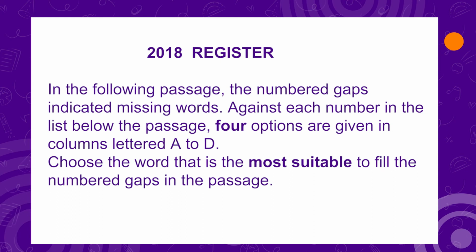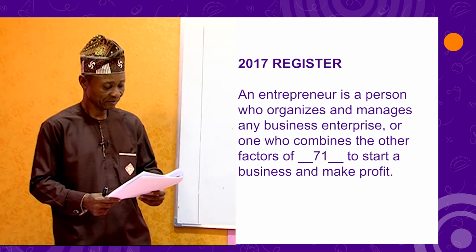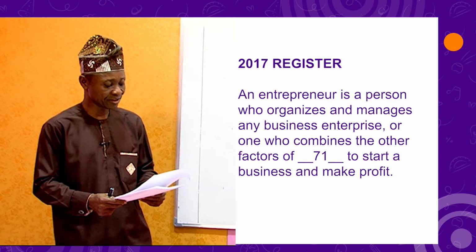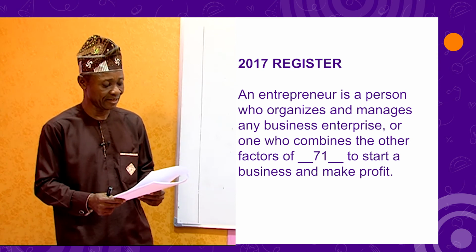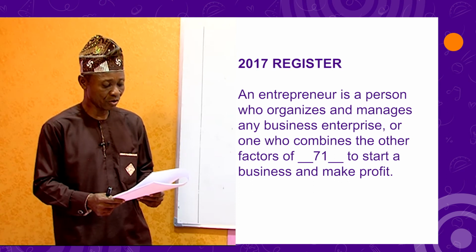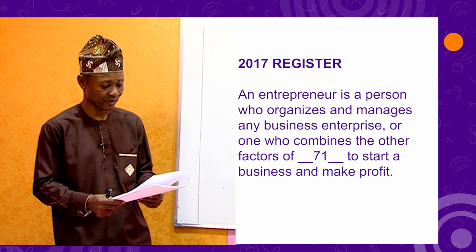Passage, the numbered gaps indicate missing words. Against each of the numbers in the list below the passage, four options are given in the columns lettered A to D. Choose the word that is most suitable to fill the numbered gaps in the passage. I read: an entrepreneur is a person who organizes and manages any business enterprise, or one who combines the other factors of dash to start a business and make profit.